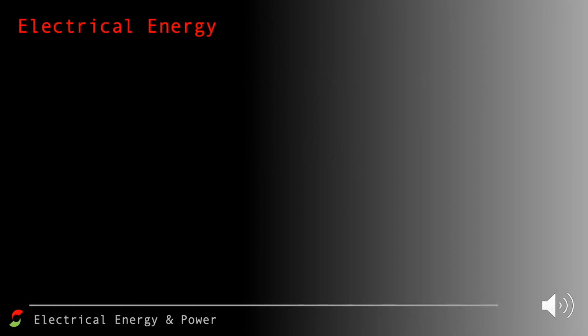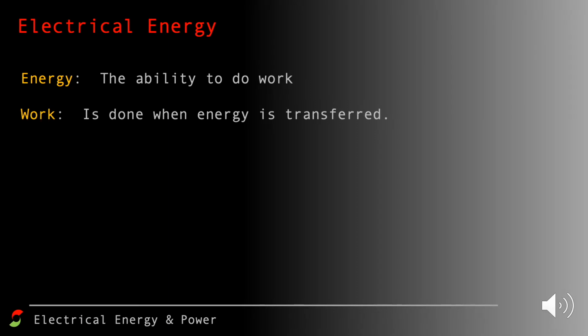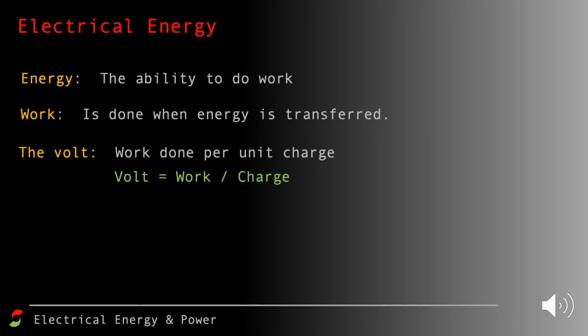Okay, so electrical energy. Well, if you remember, energy is the ability to do work, and we need to know what work is. So work is done when energy is transferred from one store to another store. And we need to think about the volt as work done per unit charge. So if we look at work done per unit charge in a little bit more detail, that means volt is work divided by charge. Or work is equal to the volt times charge, so W equals VQ. So we've got an equation there for electrical work from the definition of the volt.